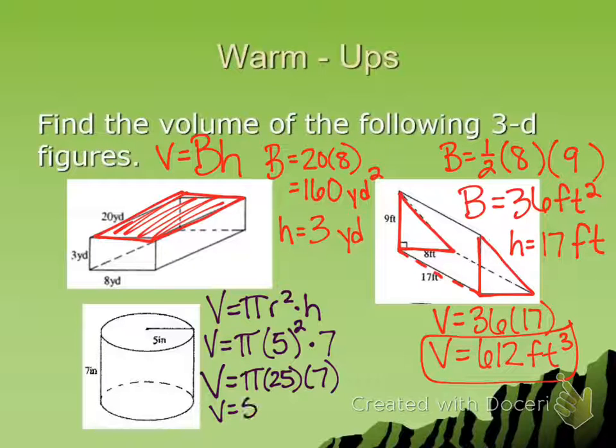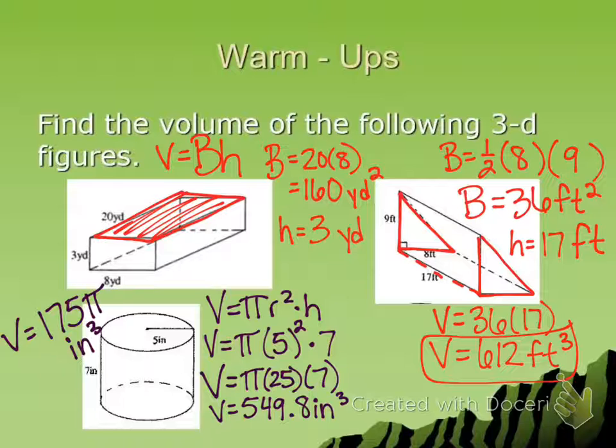Approximate would be 549.8. That's when we multiply the pi to it and round. That's our approximate. Our units would be inches cubed. Now, our exact answer, if you prefer that, the alternative would be to have 175 pi inches cubed. That's when we don't multiply out the pi. Either one of those would be fine for me.